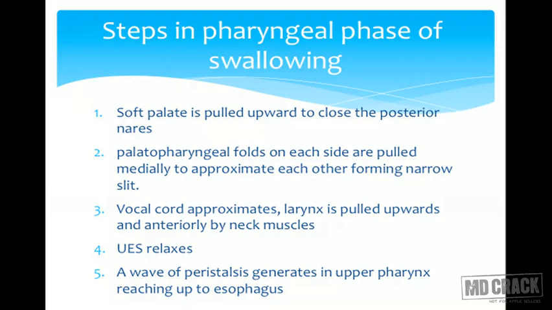The vocal cords will approximate. This is a very important thing, so that the food does not go into the larynx and the trachea. Tight approximation of the vocal cords. Not only that, but your neck muscles will contract and pull the larynx upward and forward, so it will be moved away from the passage of the food, away from the slit formed by the palatopharyngeal fold. The epiglottis will also make sure that the food does not go into the larynx and the vocal cords. That is another additional mechanism.